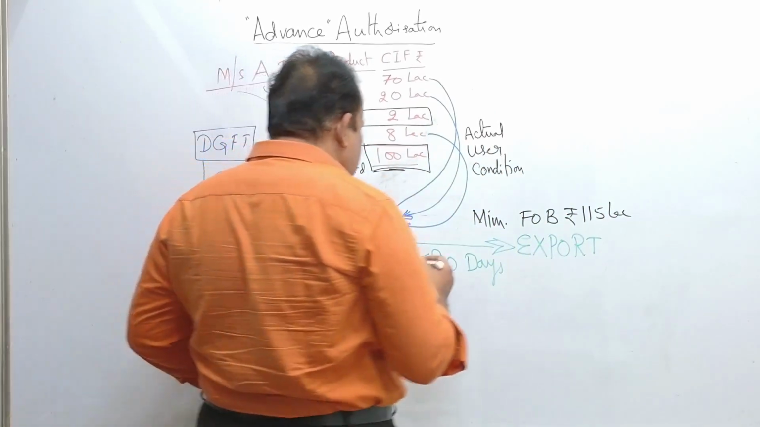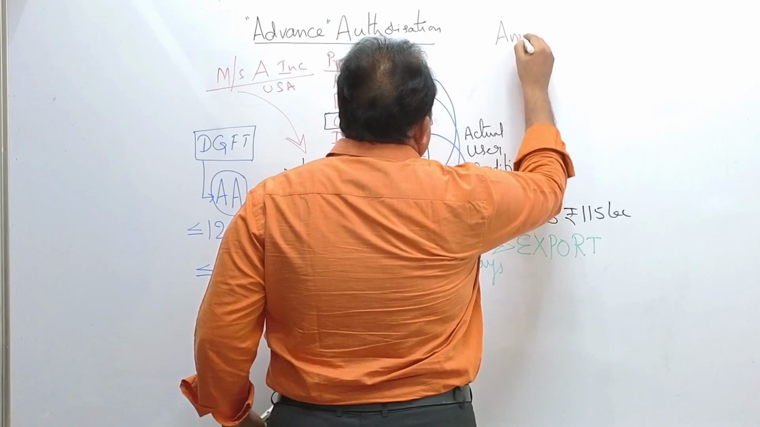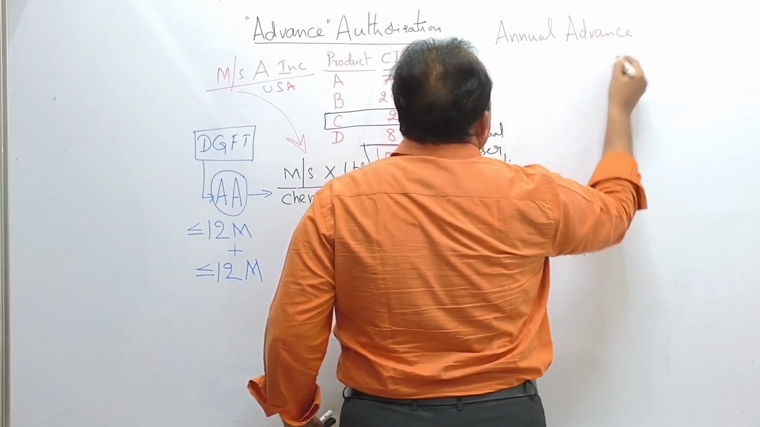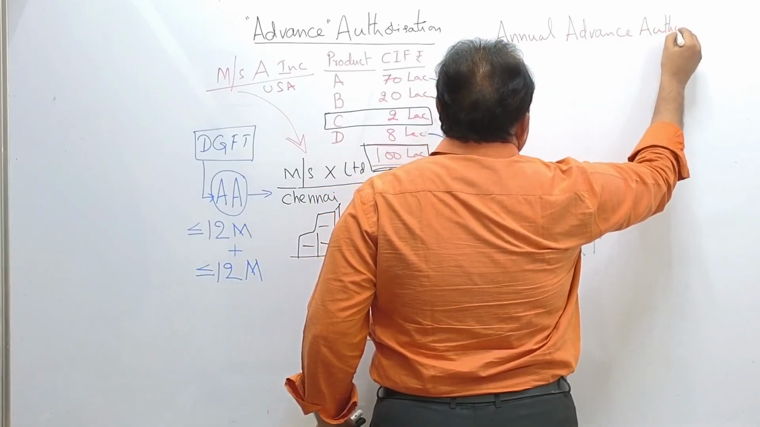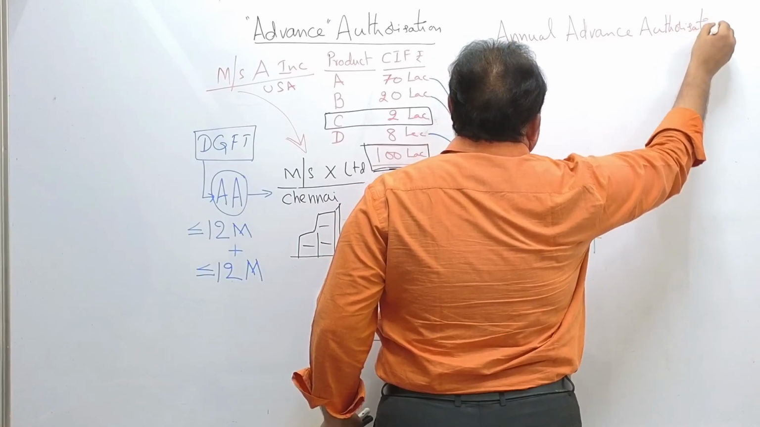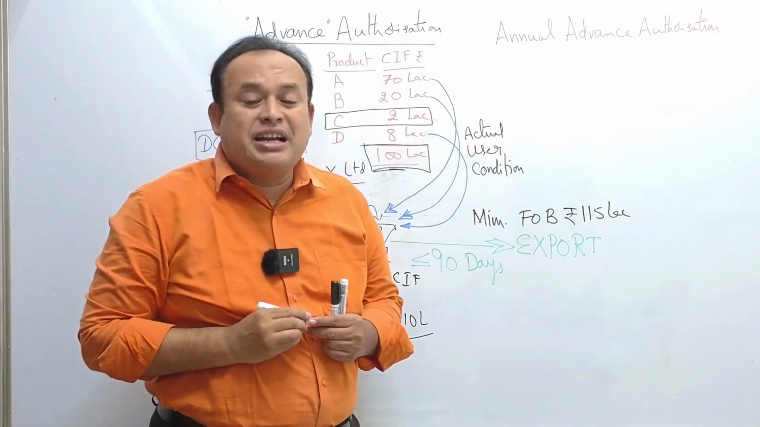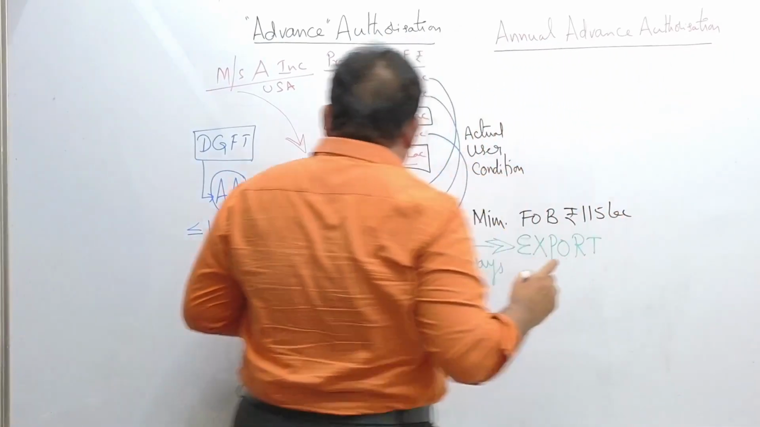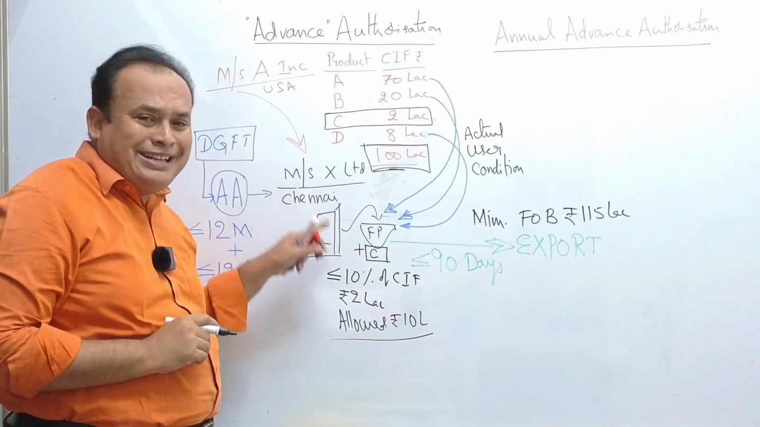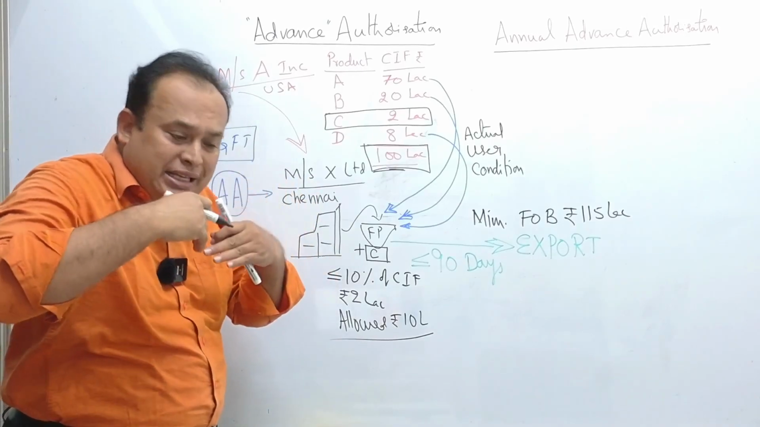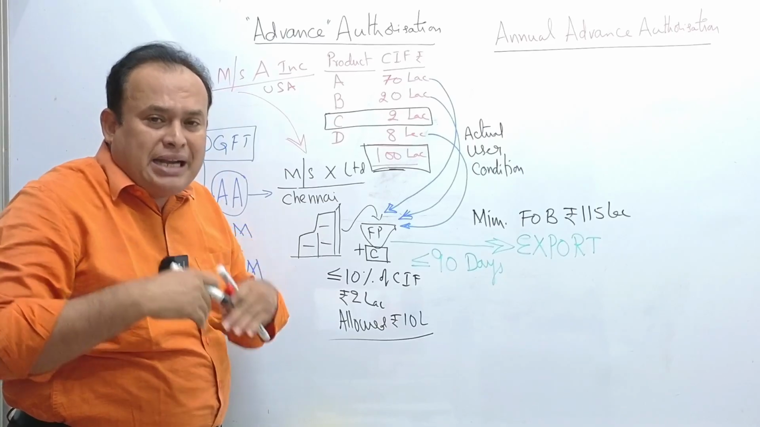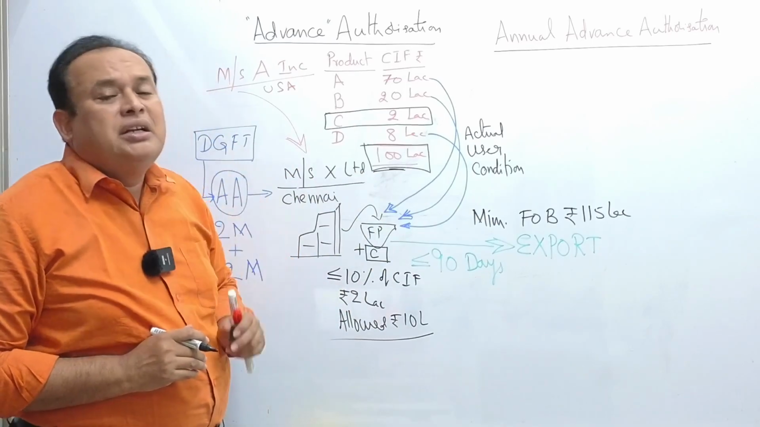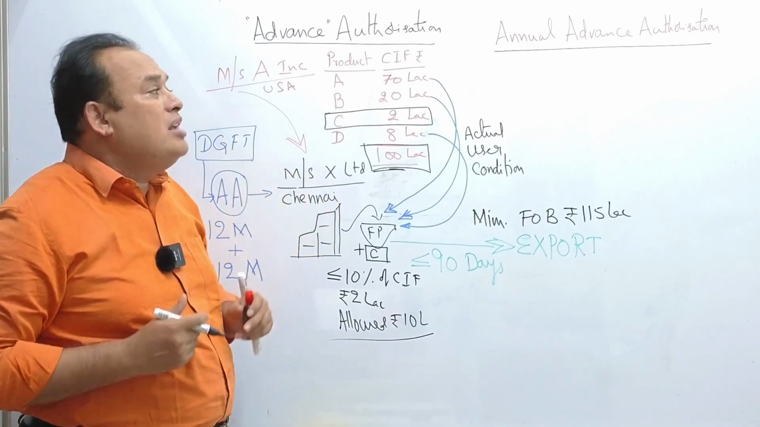Referring here to the concept of annual advance authorization. Annual advance authorization on an annual basis is allowed. How it is allowed, I will explain to you. First condition, X Limited being an exporter should be in the export category for the past 2 years. It is there, sir. In the current year, he can ask for the advance authorization on an annual basis.